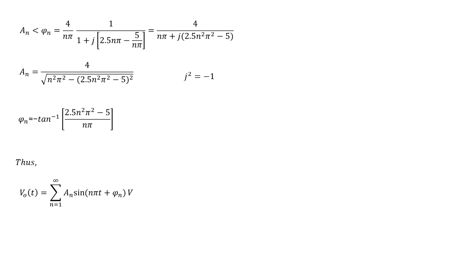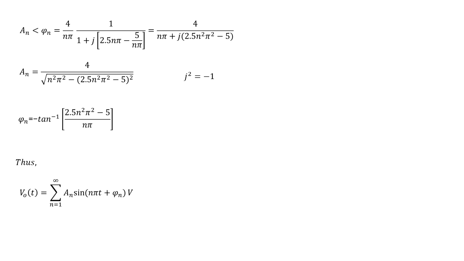So overall, the An phase, which by the way, when we look at the top equation here, some of you might think that it's An less than phase. Actually, it's basically a phase symbol. It's not less than, it's phase. Okay, so we get An phase equals 4 over n pi plus j(2.5 n squared pi squared minus 5).